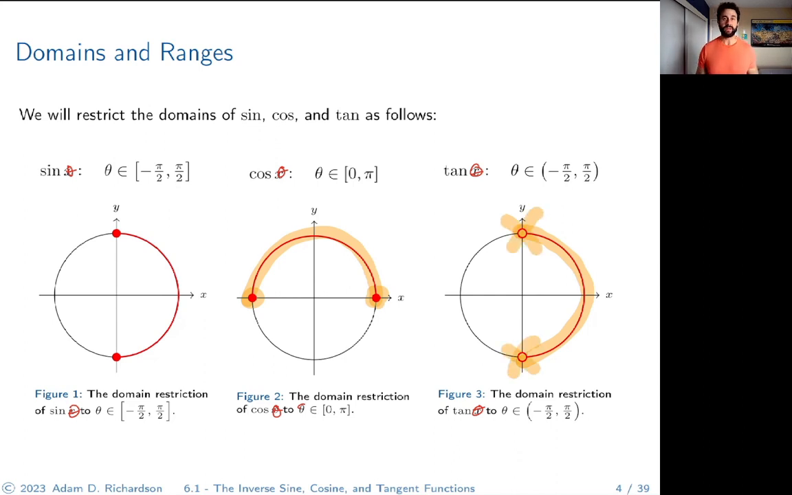And that's frankly just because, remember, if you have a vertical line, then it has an undefined slope. So we can't talk about tangent of pi over 2, and we can't talk about tangent of negative pi over 2 because the function is just not defined there. All right, so these are the unit circle representations of the restrictions that we're going to have for our functions.